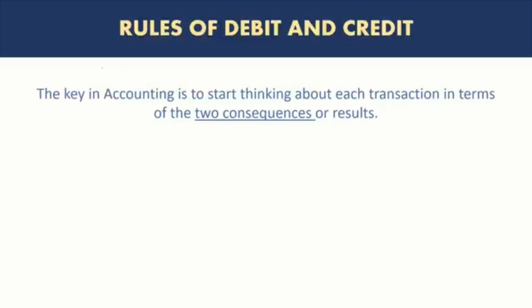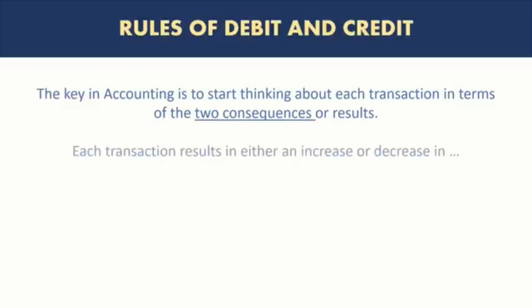The key in accounting is to start thinking about each transaction in terms of the two consequences or results. Each transaction results in either an increase or decrease in assets, liabilities, expenses, income, and equity. That's pretty much it in a nutshell. All of the transactions that an accountant will record related to a business will always impact one or more of these five categories, which are assets, liabilities, expenses, income, and equity.